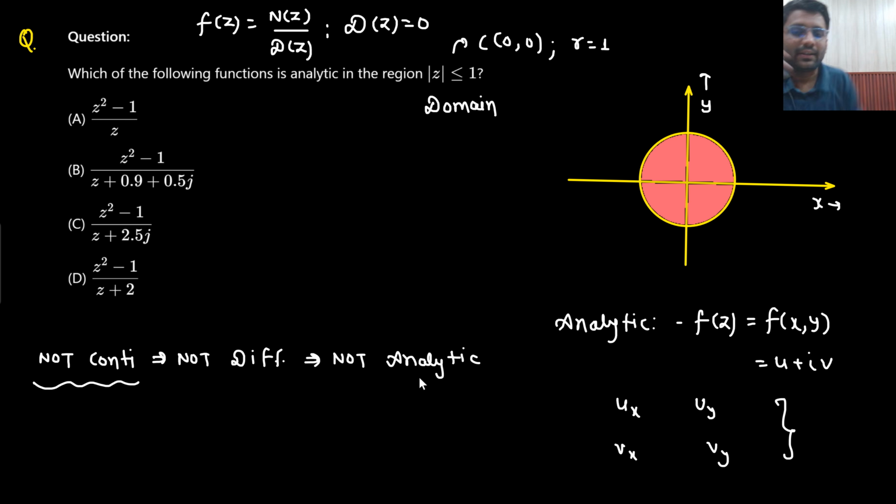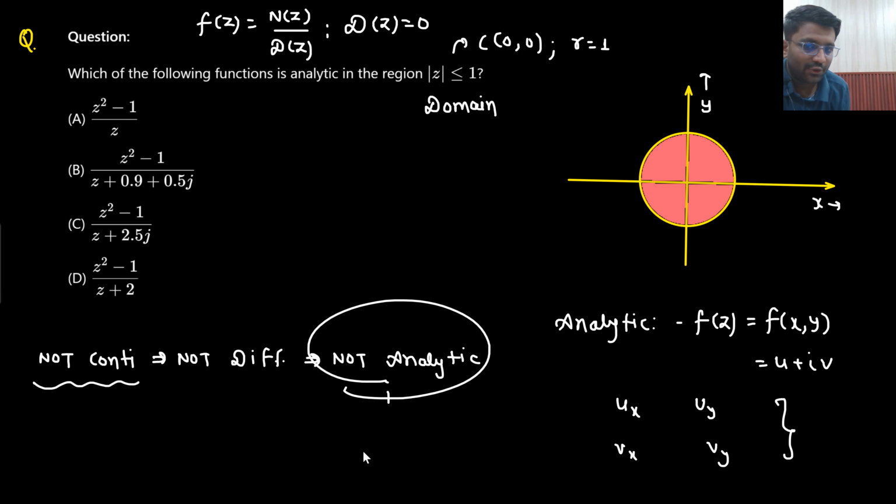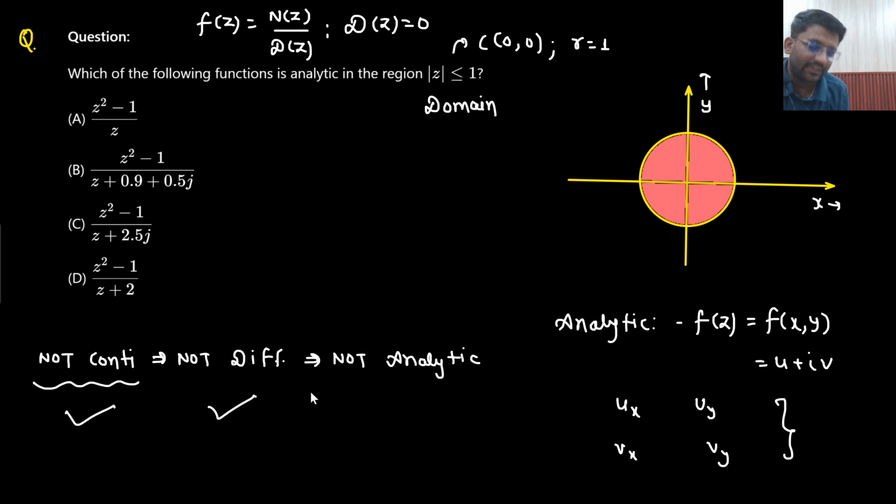And people relate analyticity with continuity. Actually, analyticity and continuity are not related. The meaning of analyticity is completely different from continuity. If I tell you one statement, let me know whether it is correct or not. If a function is not analytic, then it will surely not be continuous. Wrong statement, right? Because it might happen that a function is continuous, it might happen that it is differentiable as well, but it will not be analytic.